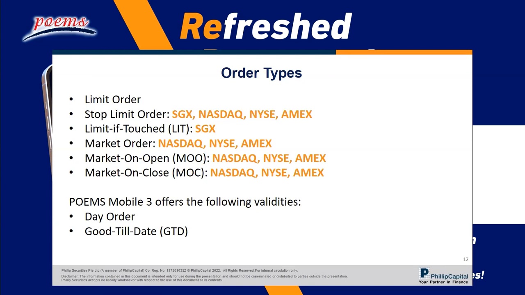Poems mobile trade also offers the following validity for each type of order. The most common one is the day order. It means that if you put the trade in the morning and the trade is not done after the market closes, the order will expire. That one is known as the day order. For good till date orders, you can queue the order for up to about 30 days, which is the maximum for a GTD order. So you can queue until the price of your limit has been matched.